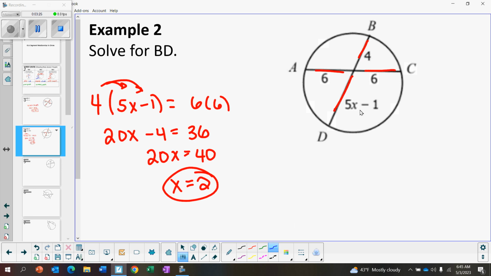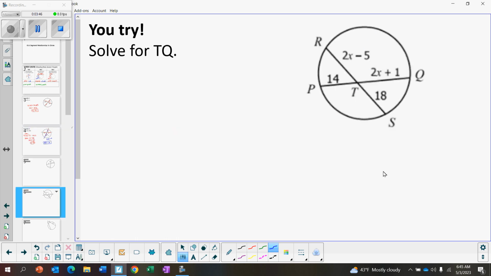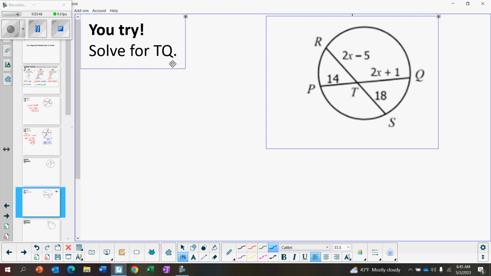So if I take that 2, we have 5 times 2 minus 1. 10 minus 1 is 9. And we're looking for all of BD. So 9 plus 4 is 13. All right, let me combine some stuff here so you could try it all together.